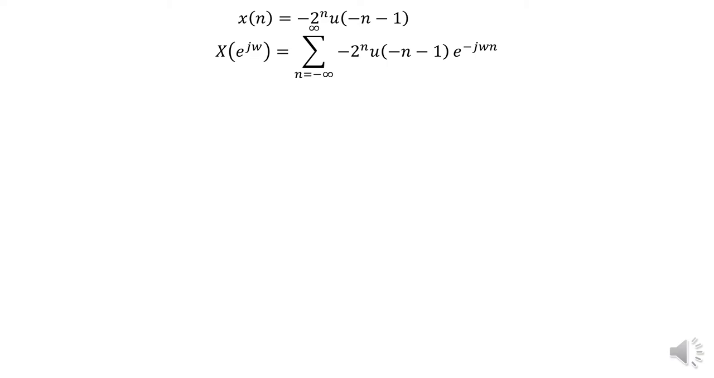So then, you know that -(2^n) u[-n-1] e^{-jωn}, right? So in here we have u[-n-1], so all these things are multiplied. Therefore, what you have to understand is that -(2^n) e^{-jωn} will only exist from minus infinity to minus 1. Okay, because u[-n-1] will only exist from minus infinity to minus 1.